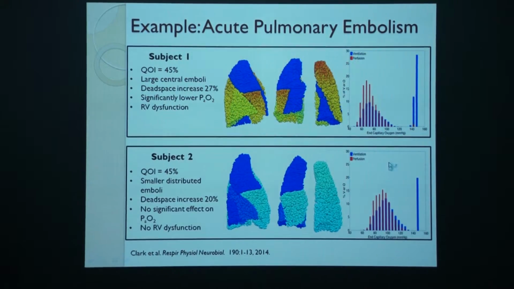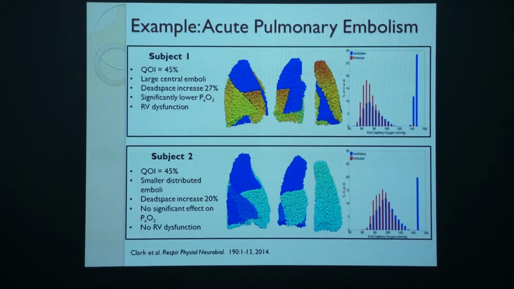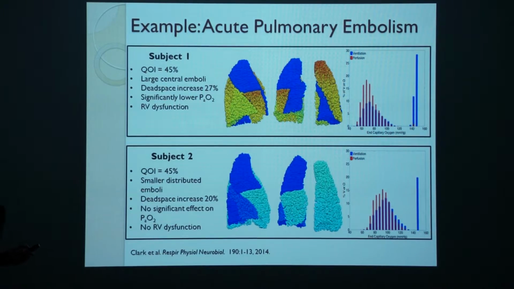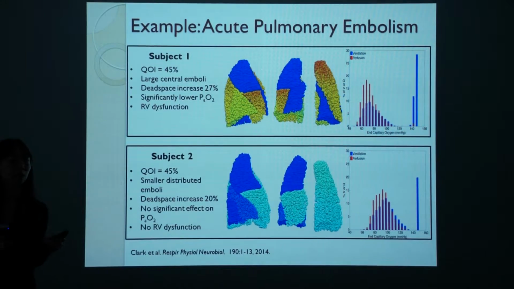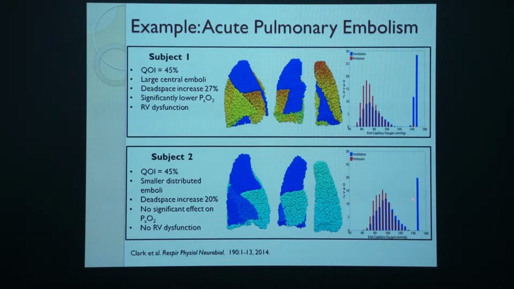But for another subject, subject 2, with the exact same clot load score as subject 1, but a different distribution of the embolism. So if they have smaller sized embolisms that are more distributed throughout the periphery of the lung, there are actually fewer blockages, less dead space, of only 20% compared to 27% for the first subject. And so that's what you see here, and also here as well. So the region of the lung that has blocked blood flow is much less.